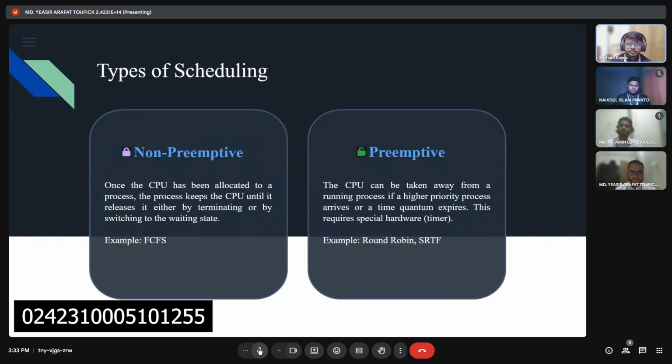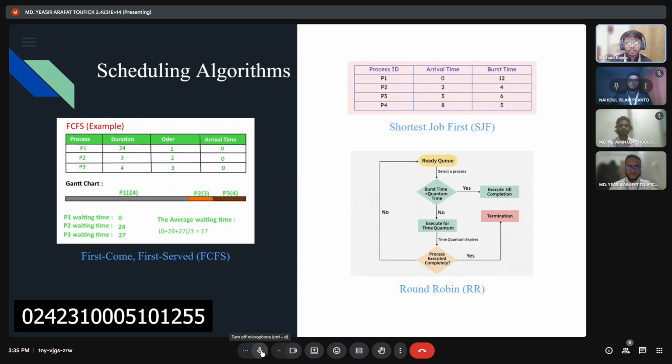Next slide, please. Scheduling algorithms. With that context, let's now briefly look at how the short-term scheduler actually makes those critical decisions. The scheduling algorithm is the heart of the decision-making process. So let's start with FCFS, the first come first serve algorithm.